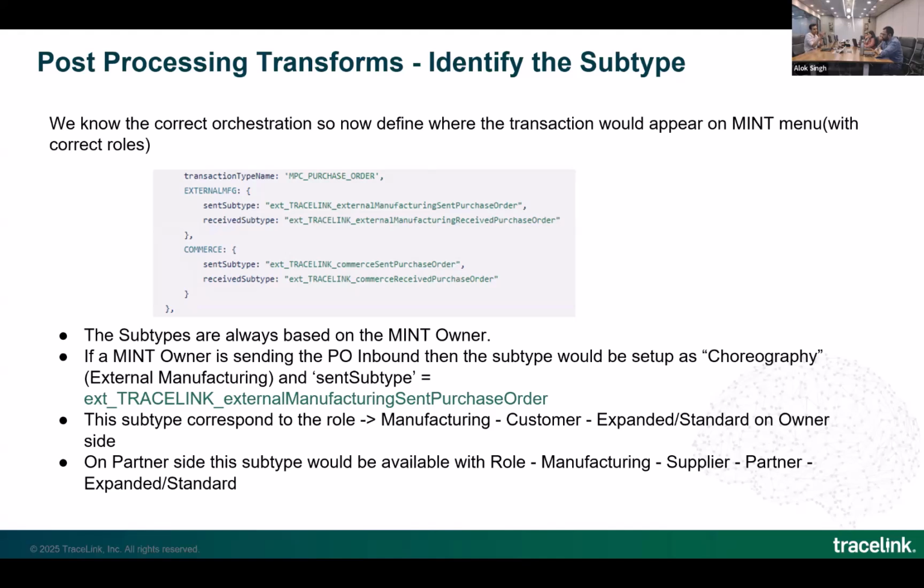And that is how that role appears on the left-hand side menu. If you click on that role and go to the purchase order transaction, you'll be able to see a purchase order transaction there. If you have not assigned the correct roles, let's say you assign manufacturing, supplier, expanded or standard, you'll still see a menu. You will click on PO, but you will not see anything there, right? Because the role is not going to the supplier subtype. It is going to the customer subtype because the customer is the one who is sending the purchase order.